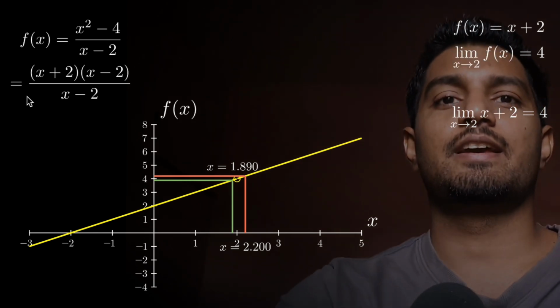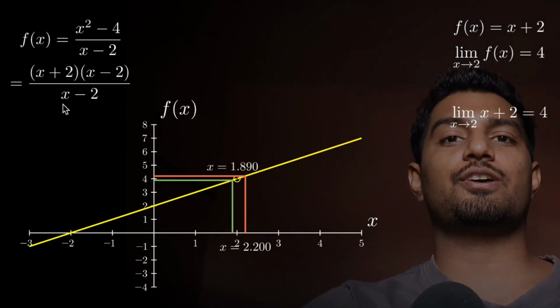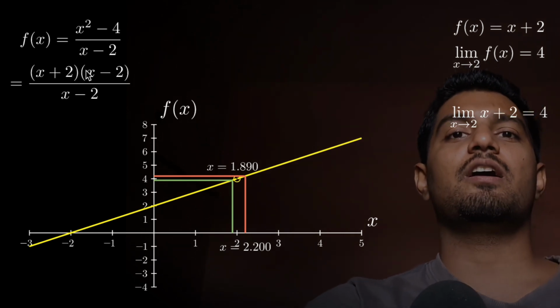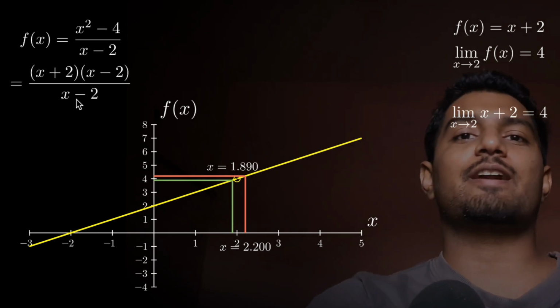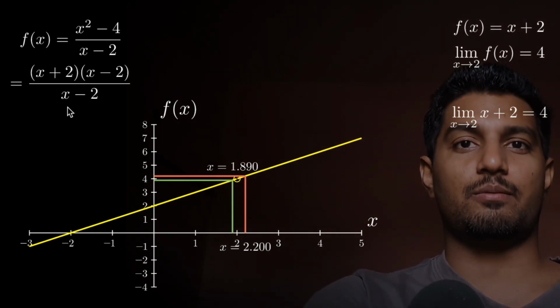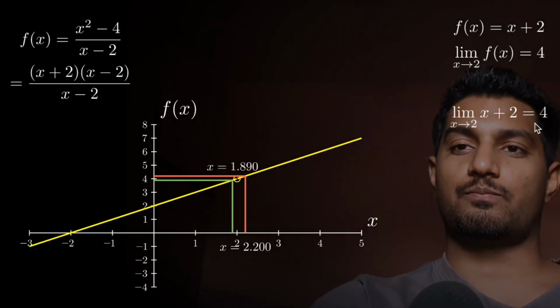First of all, you can see that there is a denominator x minus 2, and if you input 2 over here, it becomes 0. So there is no point. Somehow I have to solve this equation and bring it into a form where I don't have anything much left in the denominator, and if you input the value of x there, you will find the solution.